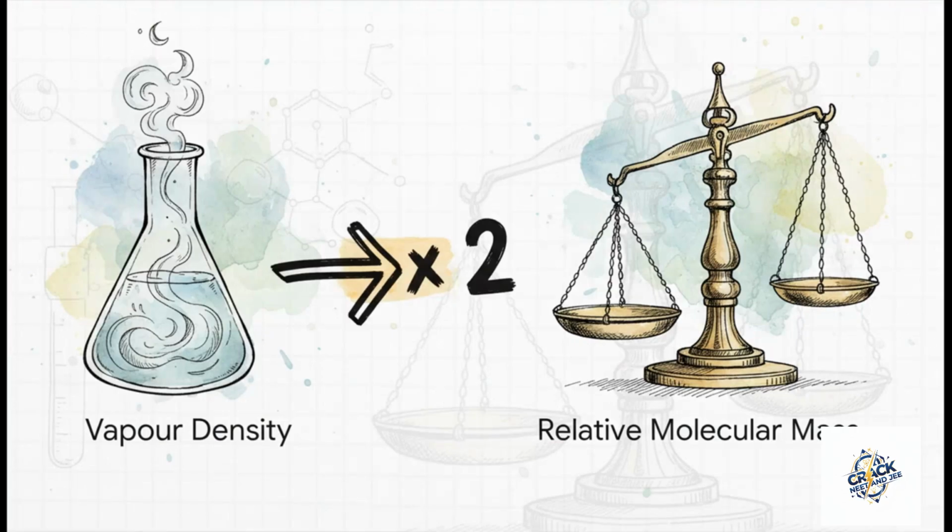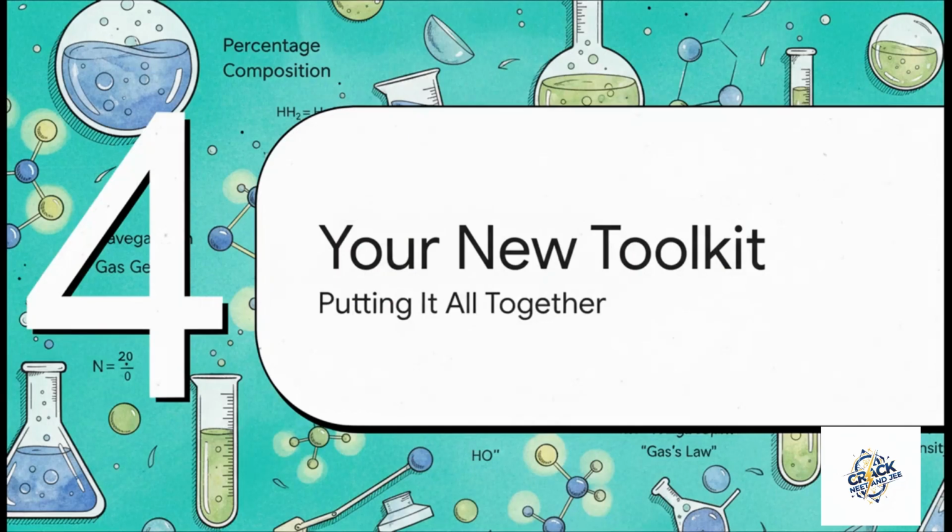And that gives us this beautiful final formula. Relative molecular mass equals 2 times vapor density. That's the big payoff. All that thinking about atoms versus molecules leads us here. If you can figure out the vapor density of a gas, you just multiply it by 2 and bam, you've got its relative molecular mass. We just figured out how to weigh the invisible. And there we go. We've just built our new chemistry toolkit.